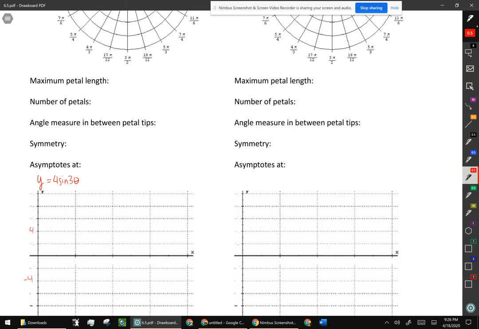So I'm gonna just have four sections 3 times. So there's 4 sections there, 4 sections there, 4 sections there. Each one has a sine curve. You guys get the idea.